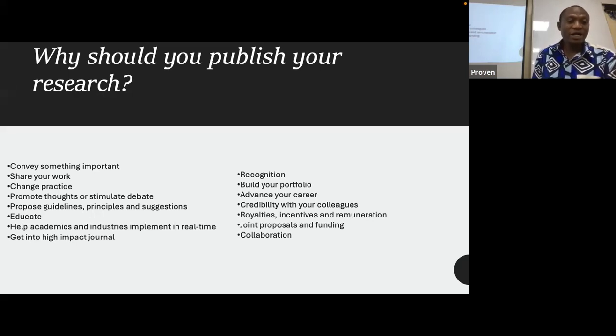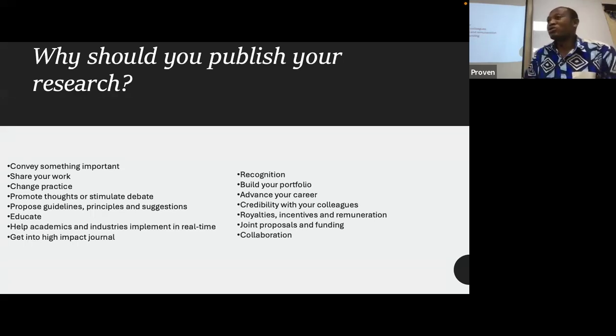And then in academia, it also helps academics and industries to implement in real time some research work. Maybe the new or the novel way you have done or investigated something, that is something that industries could also implement. And then also another point is to get into high impact journals so that your work is cited or your work is seen in many other places or many other libraries around the world.